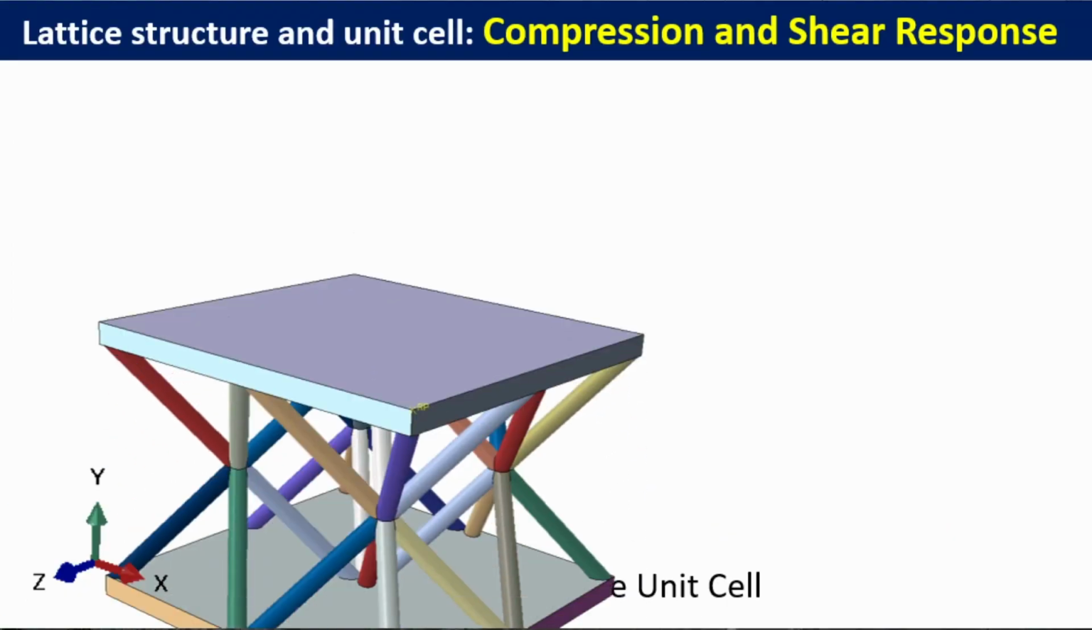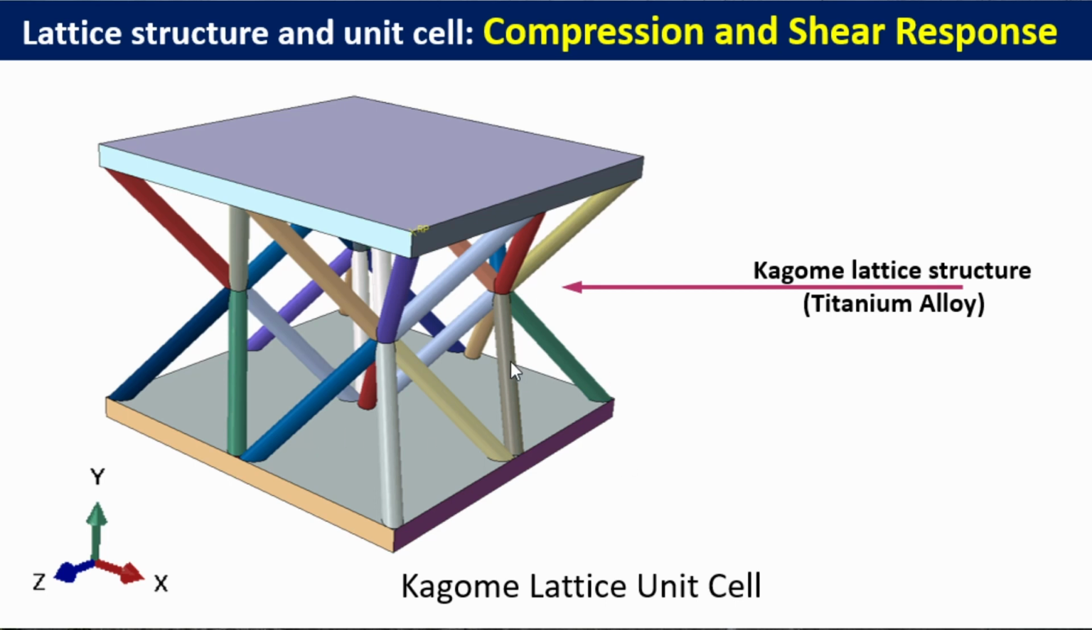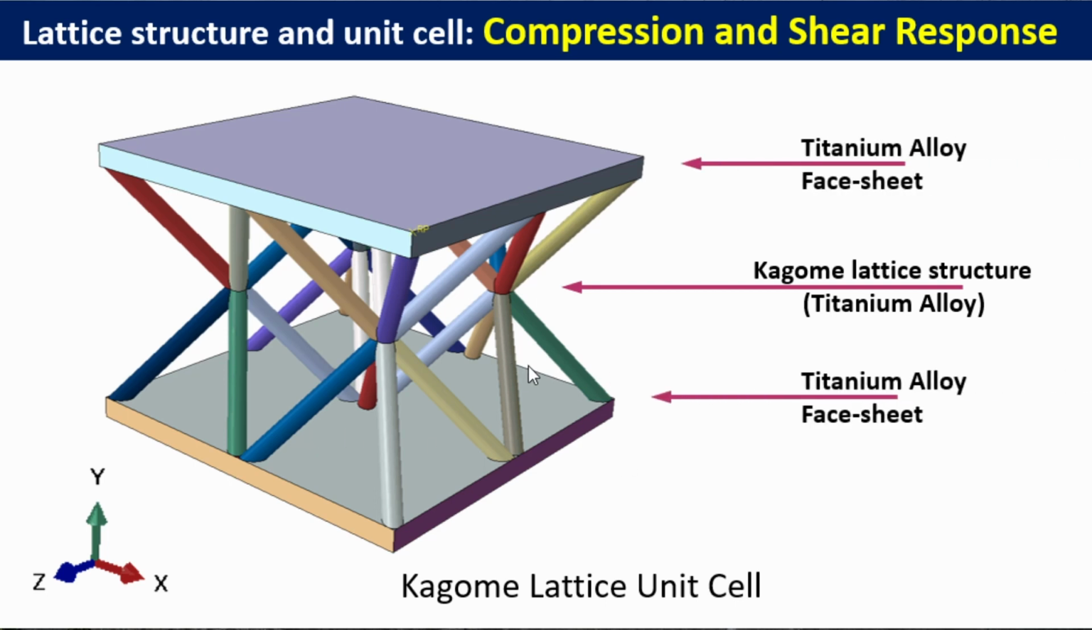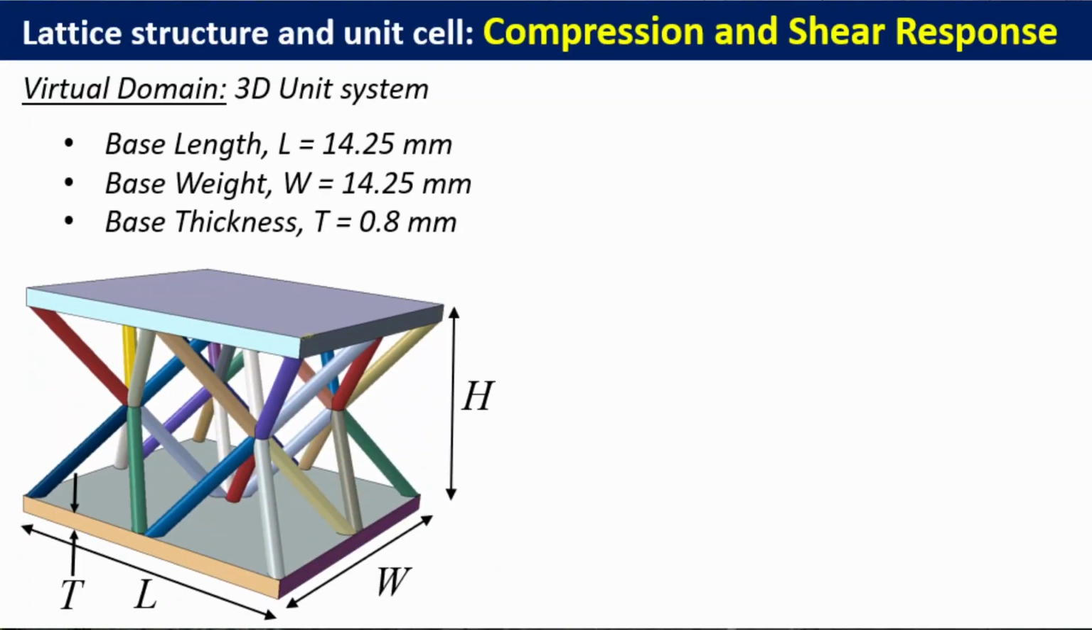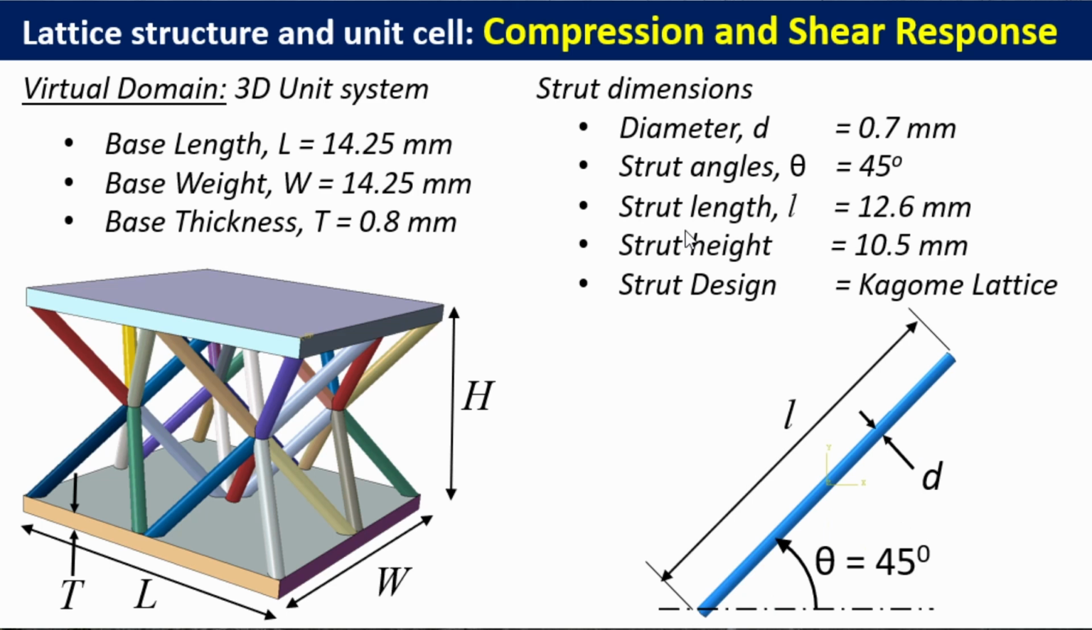So in terms of our unit cell, this is the sort of unit cell that we hope to create here. Looking more closely at this unit cell, the Kagome structure is what you see right in the middle here, and the upper and bottom base plates are made of the same material because this is completely 3D printed from beginning to end. The virtual domain would look like this. You've got a length, a width, a height, as well as a thickness associated with the system. And then the strut dimensions, which look like this: it's oriented at 45 degrees, the diameter of the strut is 0.75 millimeters, and the angle of inclination is 45 degrees. There's the length, and the design is obviously a Kagome lattice structure.